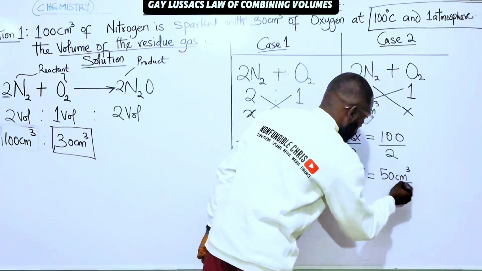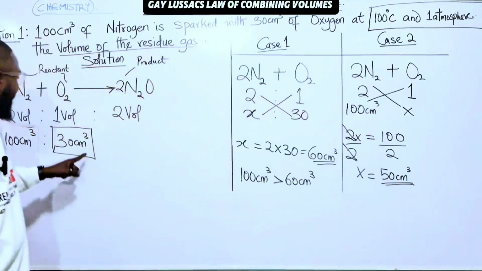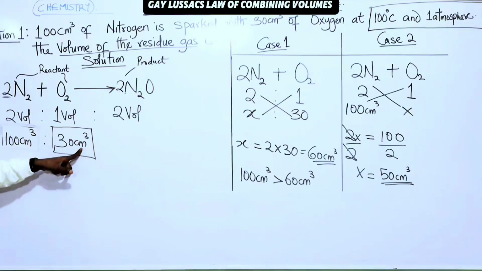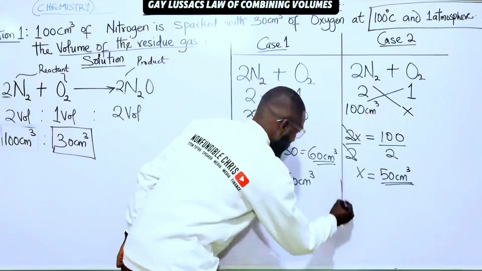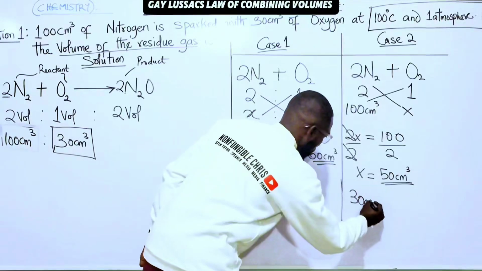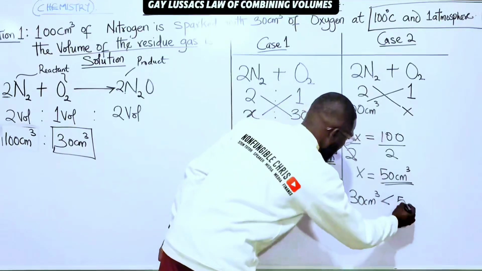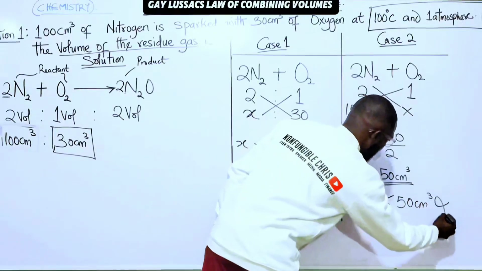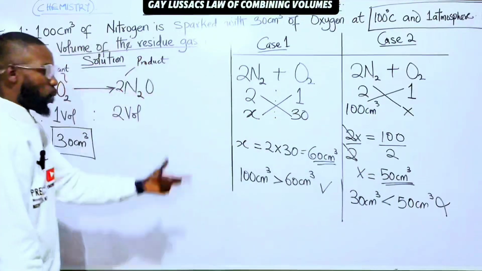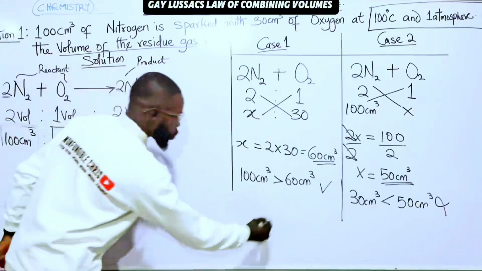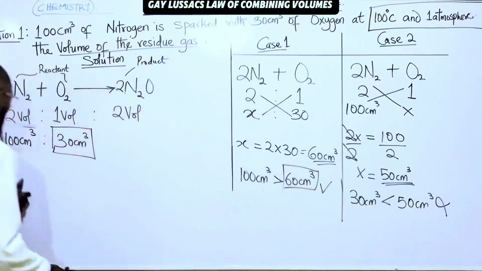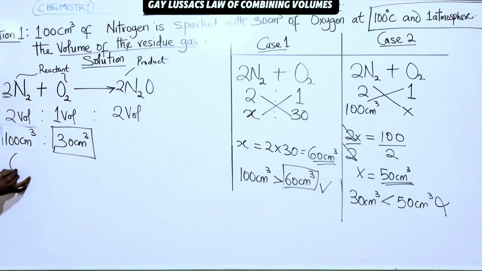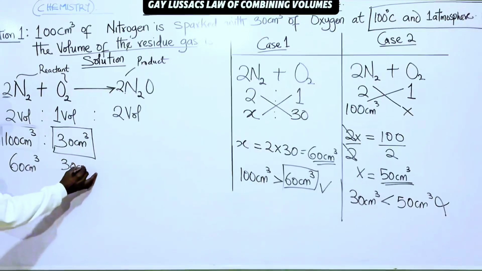You see that when we calculate, this 50 cm cube is higher than the 30, which is not supposed to be. If you watch, you see that 30 cm cube is less than the result we just got, 50 cm cube. That means we can't use this, rather we will use this. What does that really mean? It means we are going to use the 60 we got here, putting 60 cm cube. Since we cannot use the 50 cm cube, we remain the 30 cm cube here.